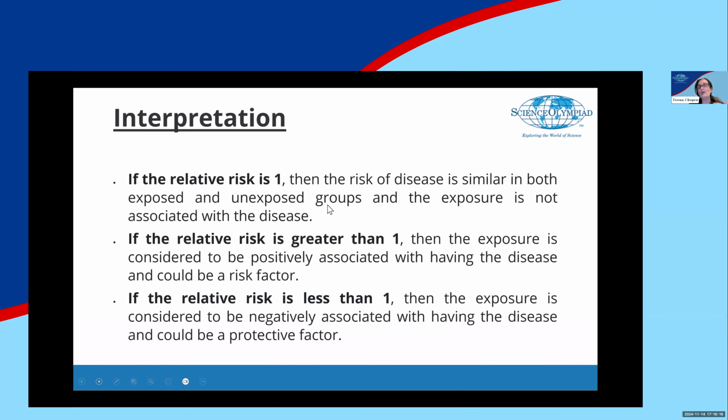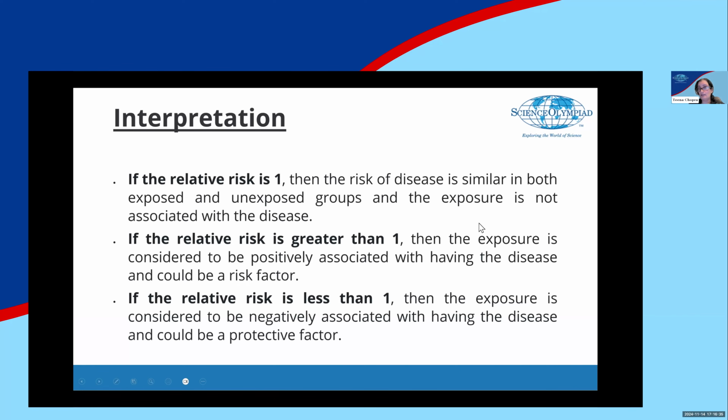Then how do you interpret it? So then the risk of disease is the same, right? In both exposed and unexposed population. So the exposure that we are looking at, that we are trying to measure, is not associated with the disease. So that is how you interpret it.